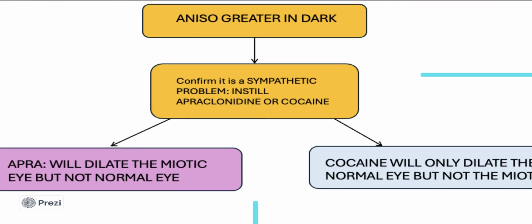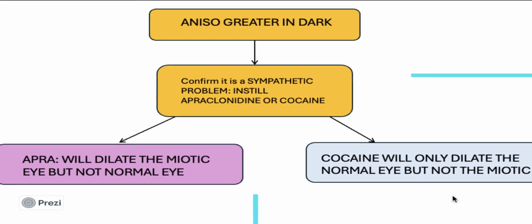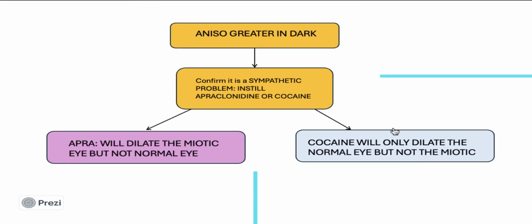Now, like we were talking about, anisocoria greater in the dark, here it says confirm a sympathetic problem. And the way we're confirming it is using apraclonidine or cocaine. If there is a sympathetic problem, apraclonidine will dilate the miotic eye, but not the normal eye. If it is a sympathetic problem and you use cocaine, cocaine will only dilate the normal eye, but not the miotic eye. And so this is a really good key for you to look at, that the way to confirm it is apraclonidine and cocaine. All right, now what's next?